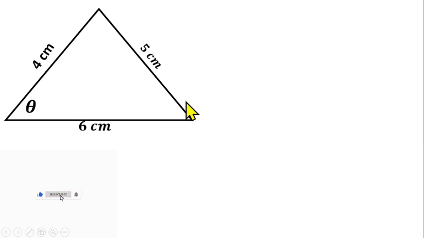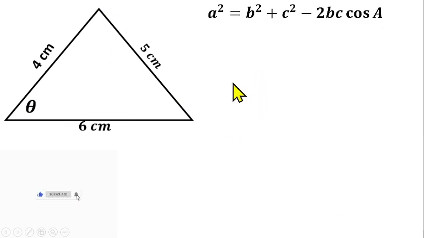Then how do we formulate the cosine rule for this question now? Our aim is to look for this angle. That means the side facing the angle will be squared. So we have 5 squared equals 6 squared plus 4 squared minus 2 times 6 times 4 cos theta. The angle we are looking for is theta, so the side facing it, we have 5 squared.